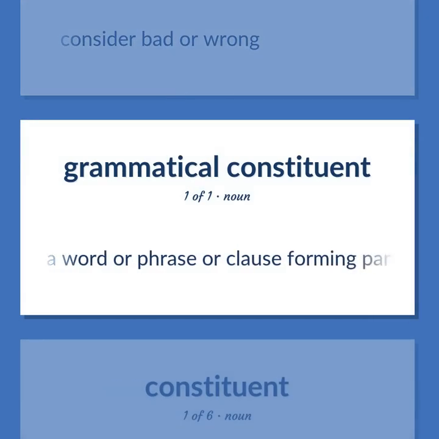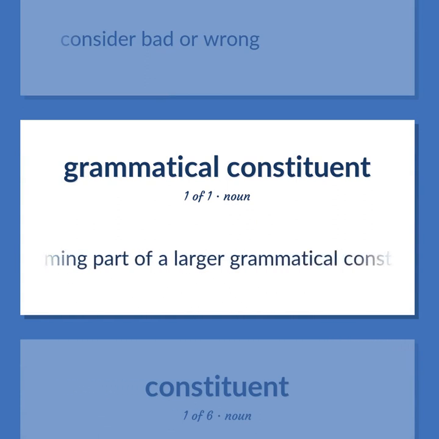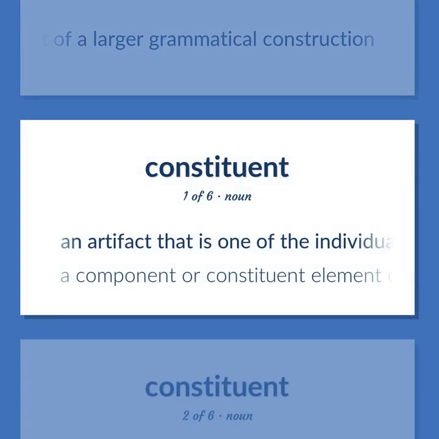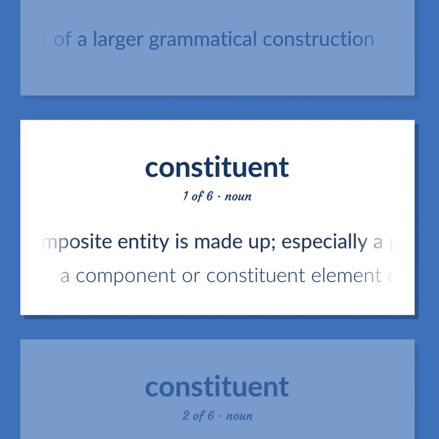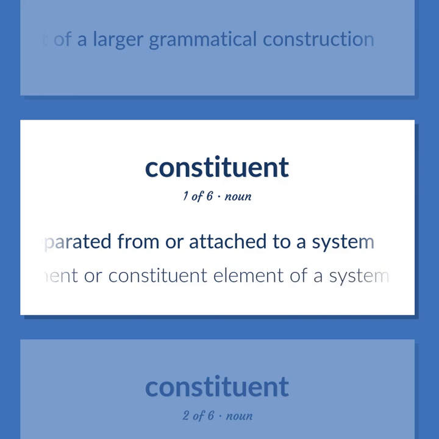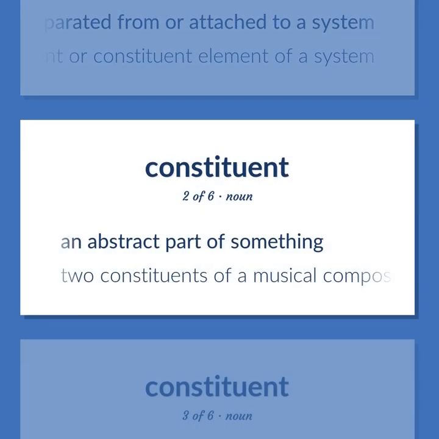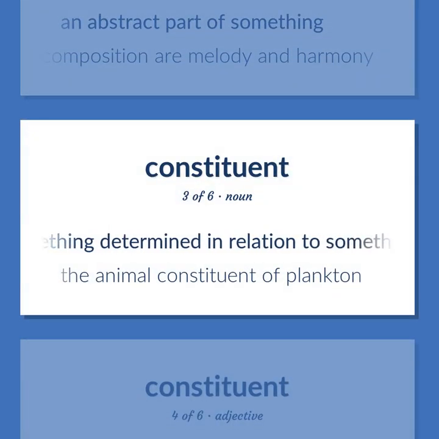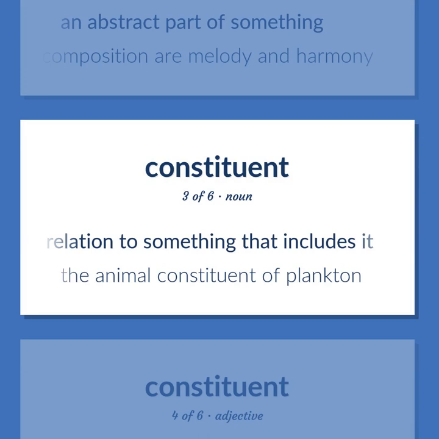Grammar, a word or phrase or clause forming part of a larger grammatical construction. An artifact that is one of the individual parts of which a composite entity is made up, especially a part that can be separated from or attached to a system. A component or constituent element of a system. An abstract part of something. Two constituents of a musical composition are melody and harmony. Something determined in relation to something that includes it. The animal constituent of plankton.